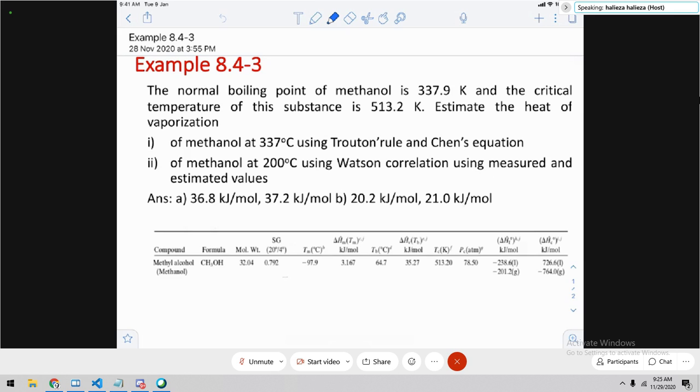We need to use Thornton's rule for this example. We will go back and forth with the equation. You have the normal boiling point of methanol, which is 337.9 Kelvin. The critical temperature is also given. You will know why you need the critical temperature later, but for now, just take note that it is 513.2 Kelvin. You need to estimate the heat of vaporization at the normal boiling point using Thornton's rule.